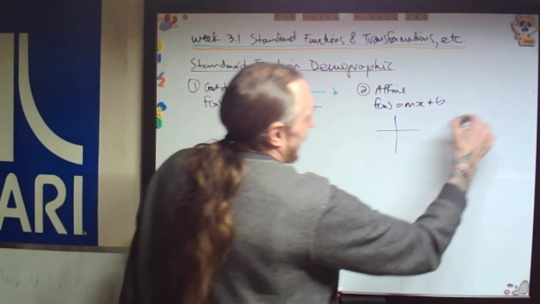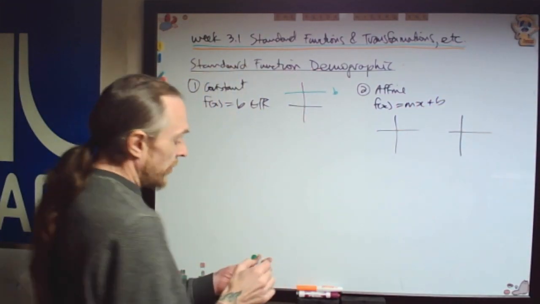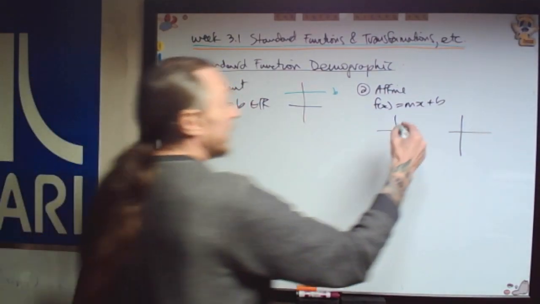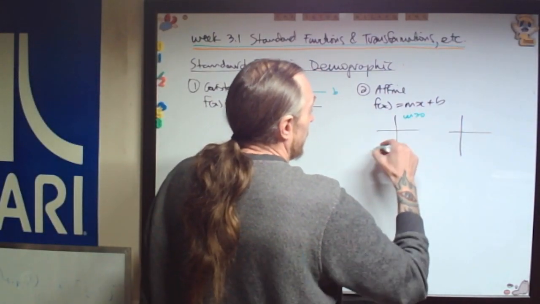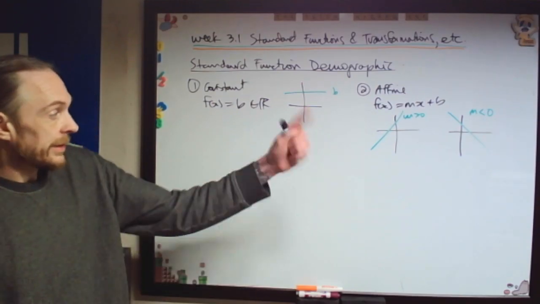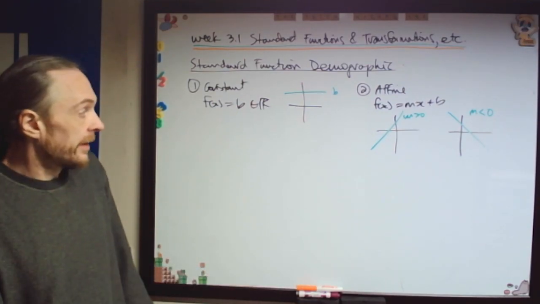And we're going to have 2 cases in this category too. One case if the slope is positive. If the slope is 0, we have this case. If the slope is positive, we go like this. And if the slope is negative, we are decreasing, whether your slope is positive or negative.